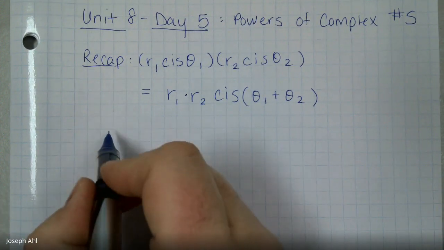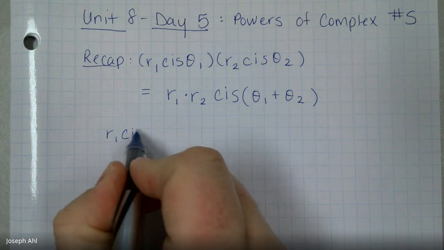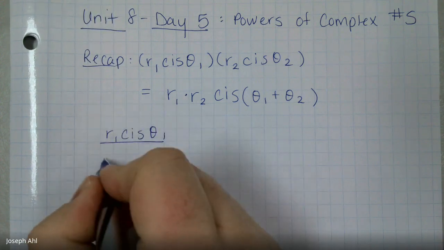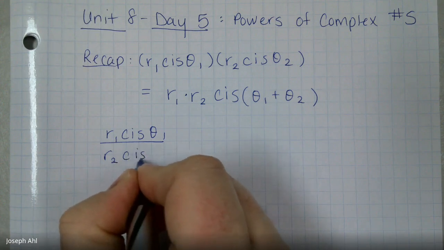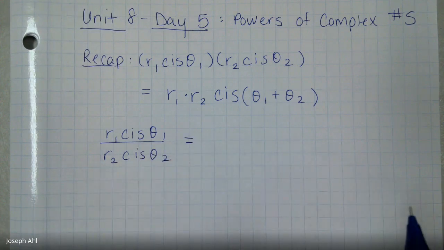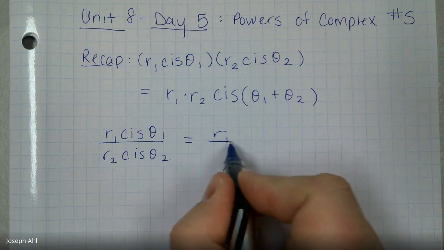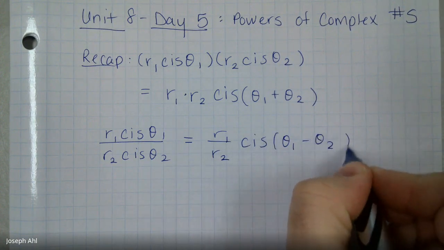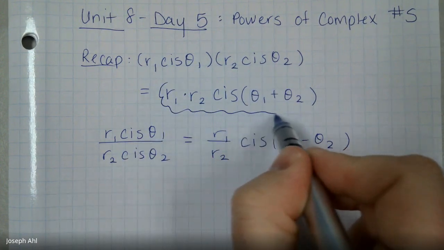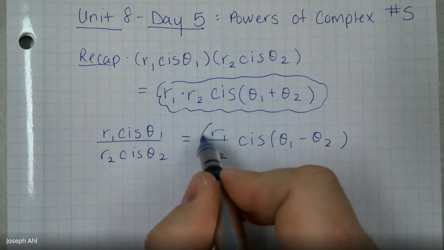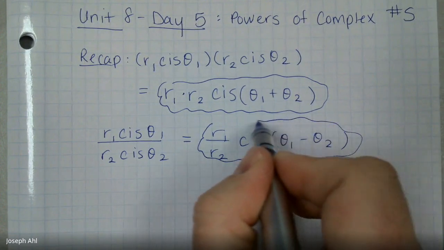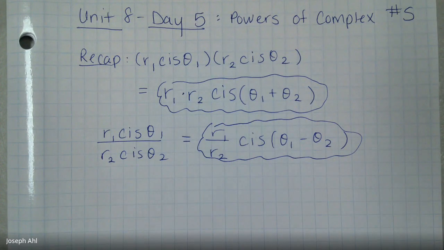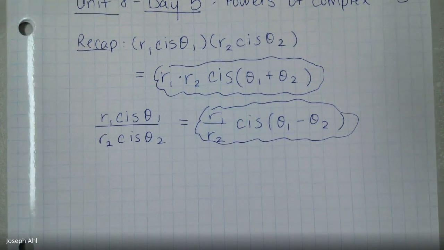Similarly, for the rule for division, if I had r1 cis theta 1 divided by another polar number, r2 cis theta 2, the resulting quotient would be r1 divided by r2, and the angles theta 1 and theta 2 would get subtracted. So we have this result for the product, and this result for the quotients, based on Day 4. Now we can move on to think about, if we know those two rules, how can we apply that to raising complex numbers to a power?